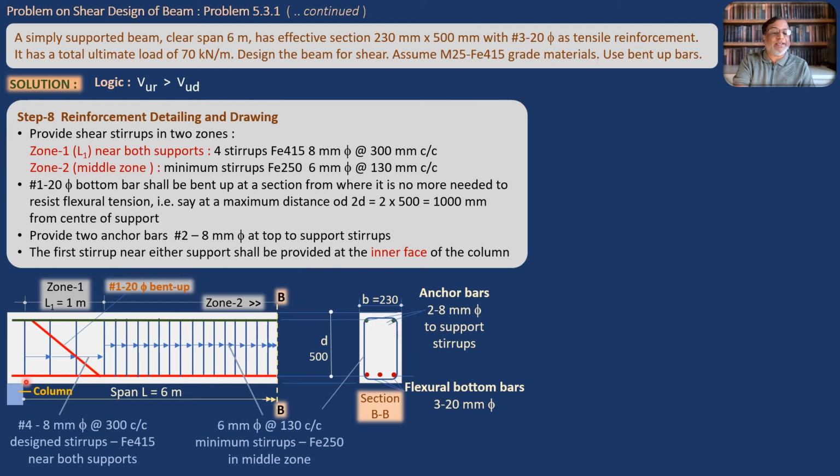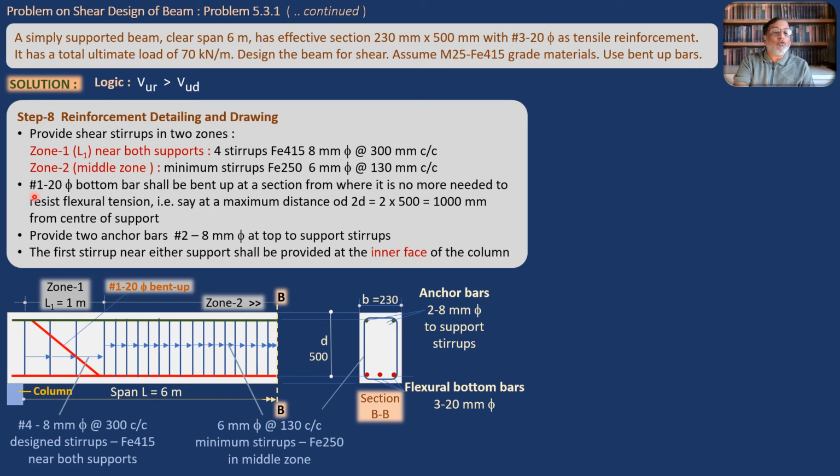Roughly proportionate drawing is expected. It is not to be drawn to absolute scale, but they are to be roughly proportional. So this is zone 2 and we are seeing this one bent up bar. So this was the first part of the conclusion.